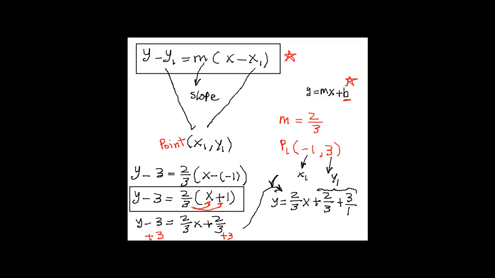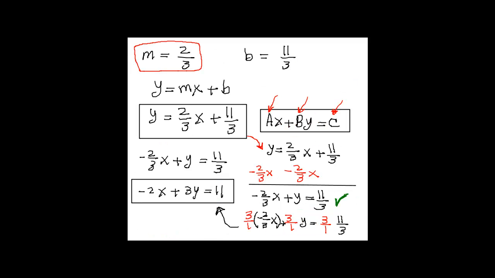So now I have to combine this using the LCD. Same calculation here: I have to multiply this by 3/3 so I can combine them. So you see, I get the exact same answer: y is equal to 2/3 x plus 11/3. So with either equation I use, I get the exact same formula for the equation of the line. Let's go back and compare it. You get the same equation right there.